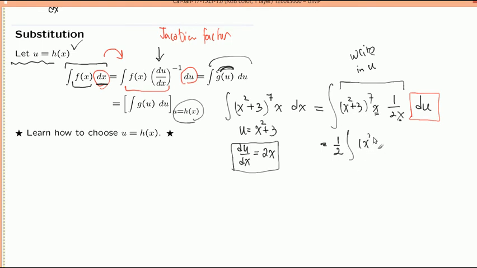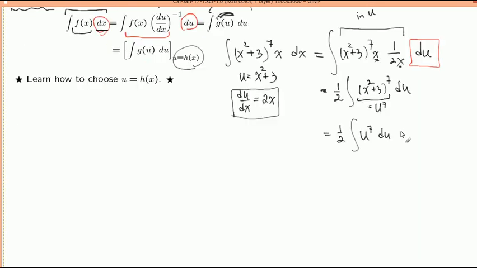X squared plus 3, the 7th, du, right? But what is this one in here? All in terms of u is simply u to the 7th. So let me rewrite it. F, and here u to the 7 there. This is simple algebra, right? I didn't do any calculus or anything. Does that make sense? Yeah.